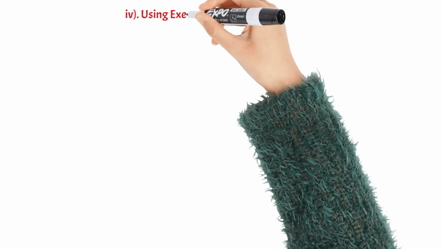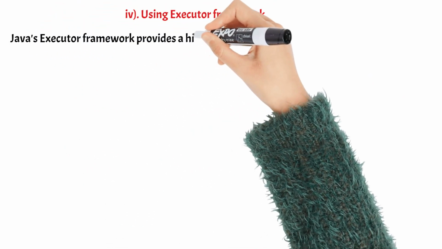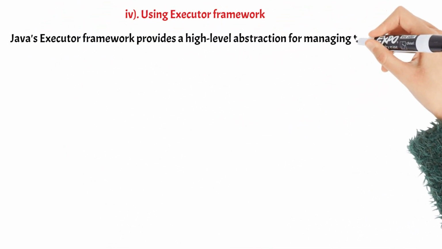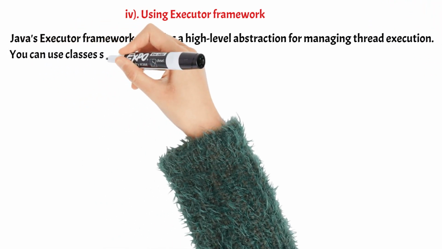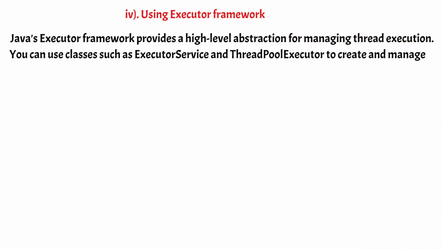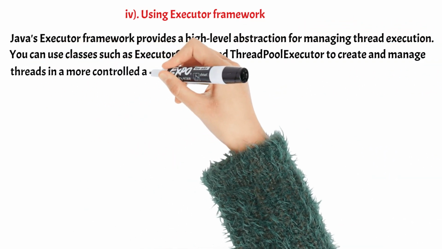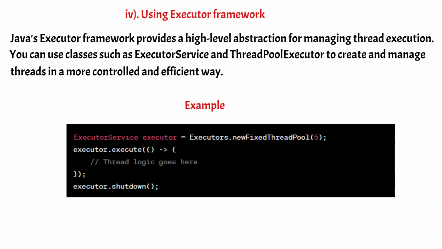Example. 4. Using Executor framework. Java's Executor framework provides a high-level abstraction for managing thread execution. You can use classes such as ExecutorService and ThreadPoolExecutor to create and manage threads in a more controlled and efficient way. Example.